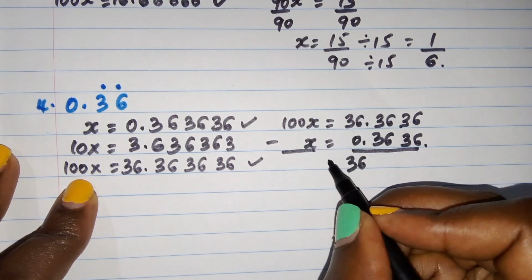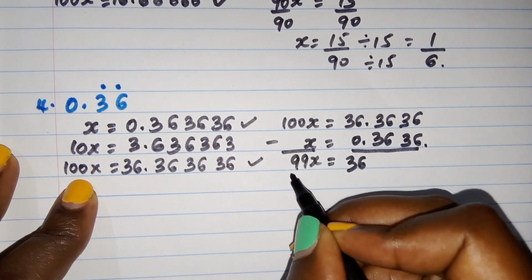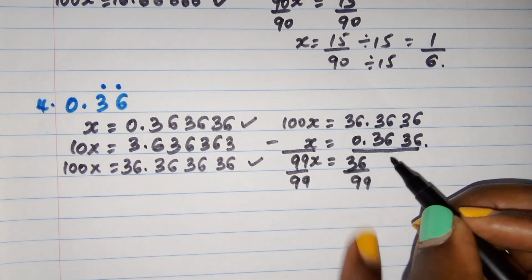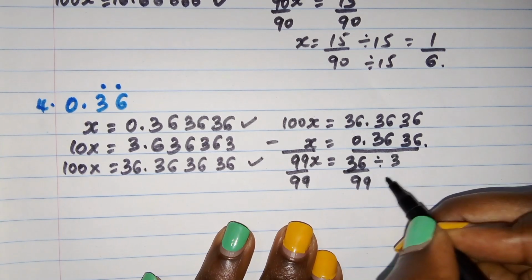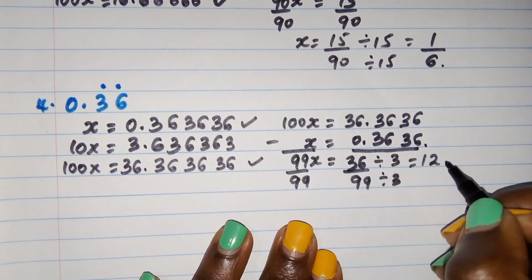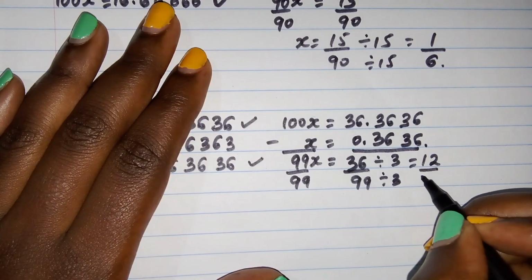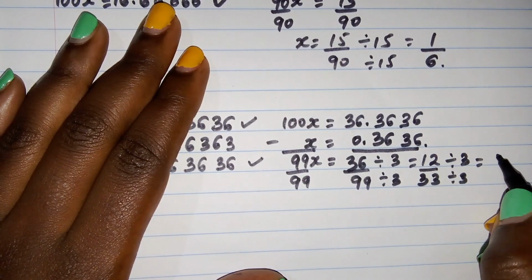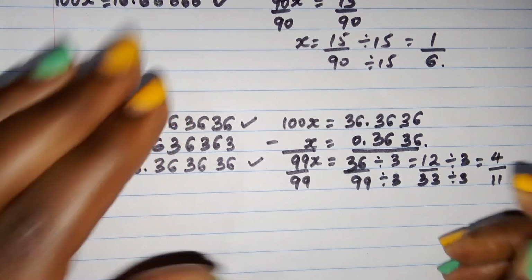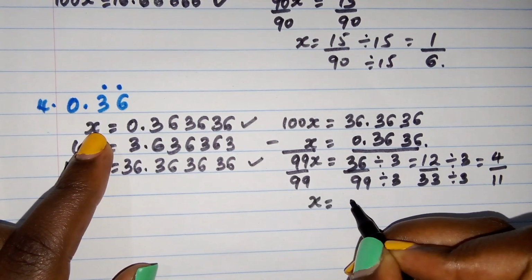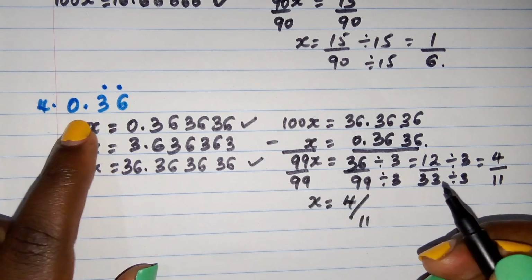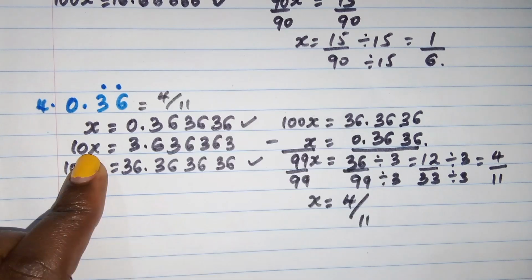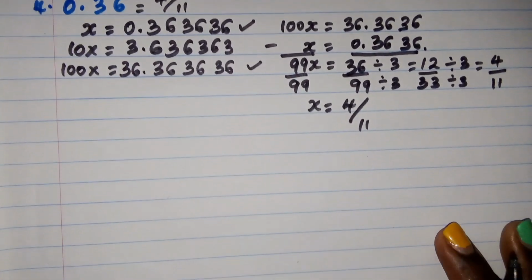100 minus 1 is 99x. Divide both sides by 99. So 36 divided by 99, both of them can be divided by 3. Here we got 12 over 33. Again divide by 3, divide by 3. So that will be 4 out of 11. So x equals 4 out of 11. 0.3 recurring, 6 recurring is the same as 4 over 11. I hope it's making sense.